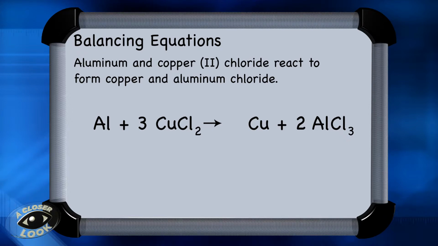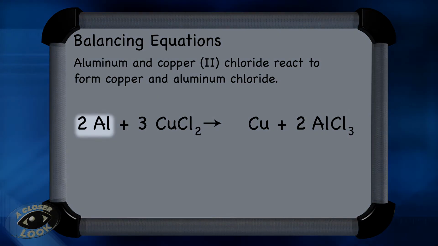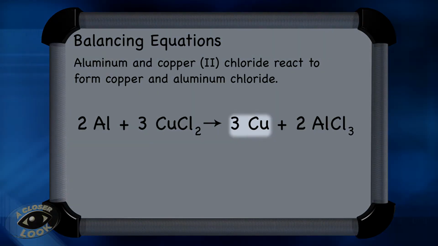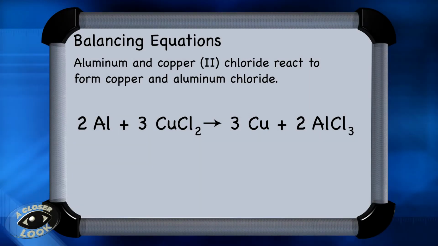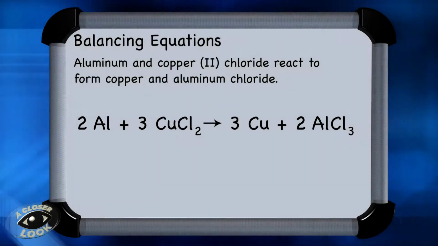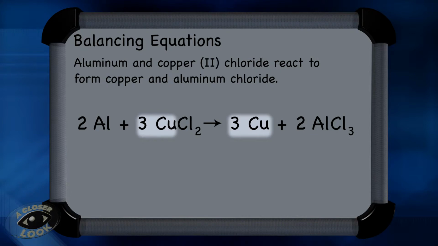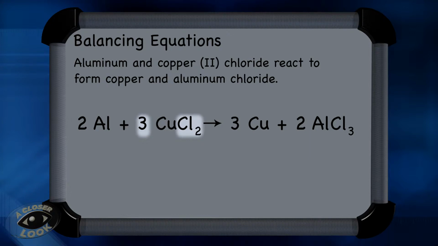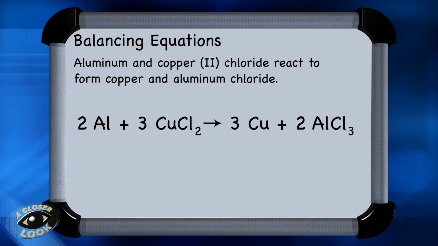Now you can balance the aluminum by putting a 2 in front of the aluminum on the reactant side, and you can balance the copper by putting a 3 in front of the copper on the product side. Remember to go back and double-check to make sure you have the same number of each element present on both sides of the equation. There are 2 aluminums on the reactant side and 2 aluminums on the product side. There are 3 coppers on the reactant side and 3 coppers on the product side. And we have 6 chlorides on the reactant side and 6 chlorides on the product side. This equation has been balanced.